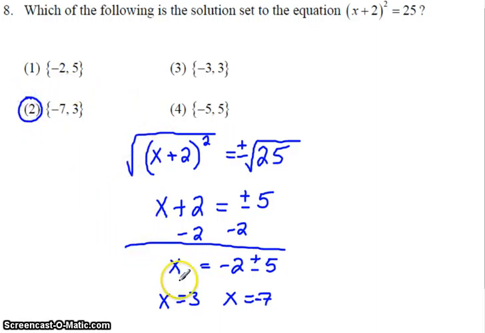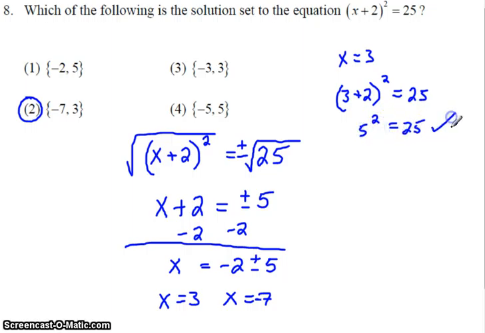And you can check this really easily by substituting in your values for each of them. If x was 3, what you'd have is 3 plus 2 squared. Does that equal 25? 3 plus 2 is 5 squared.